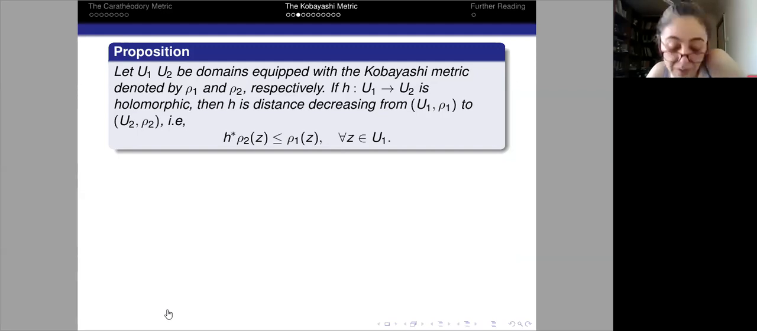So we have the same proposition for the Kobayashi metric. We take two domains and equip them with the Kobayashi metric. Let rho 1 be the metric on the first domain and rho 2 be the metric on the second domain. If you take a holomorphic function h from the first domain into the second domain, then h is distance decreasing from the first domain to the second domain.